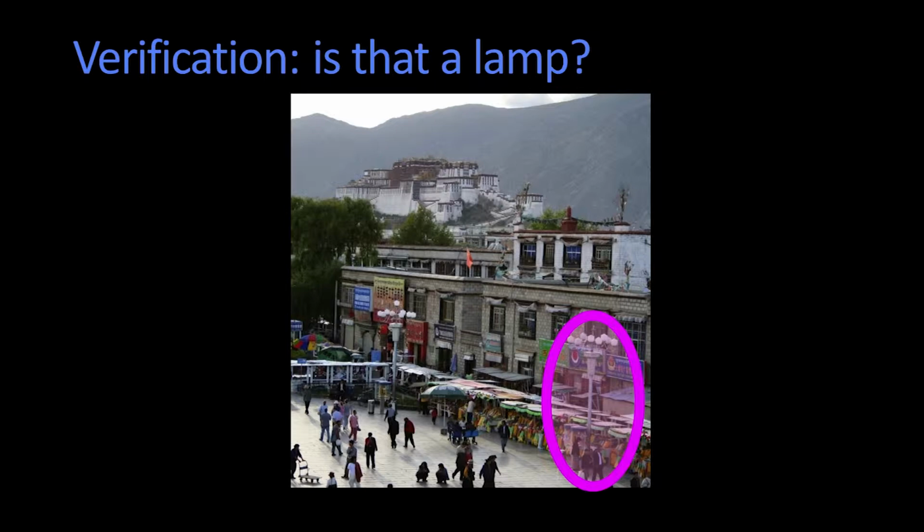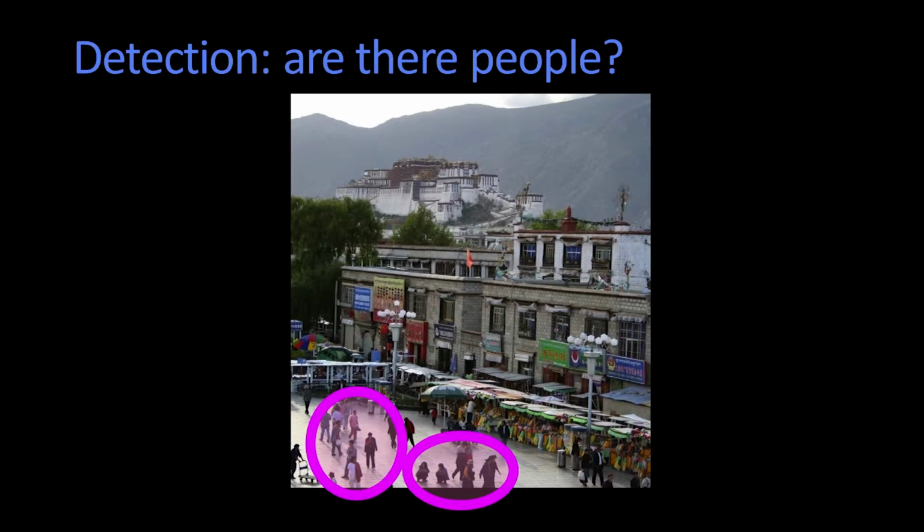Another possibility is you might say, are there any people here? And that would be detection. That is, I haven't told you where in the image to look. I just want to know, are there any people in this scene?